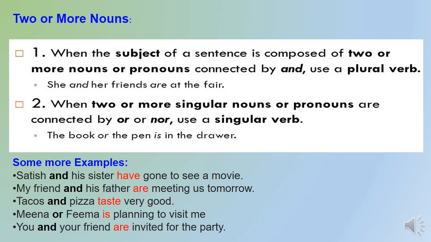So here you can see the difference. This is the second case: when two singular nouns are connected with the conjunction or, it is always followed by a singular verb. So Meena or Fima is planning to visit me. The last one: you and your friend are invited for the party.